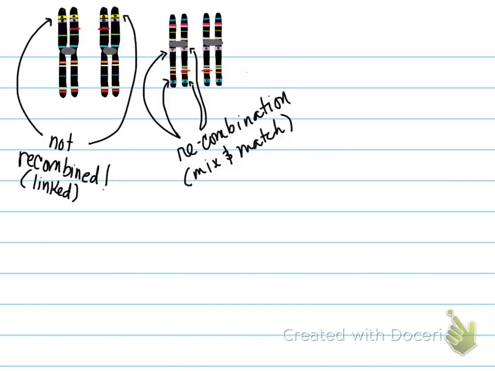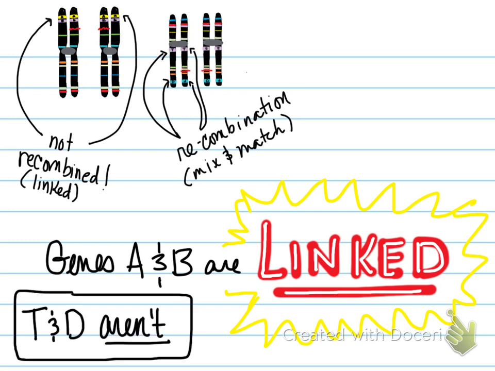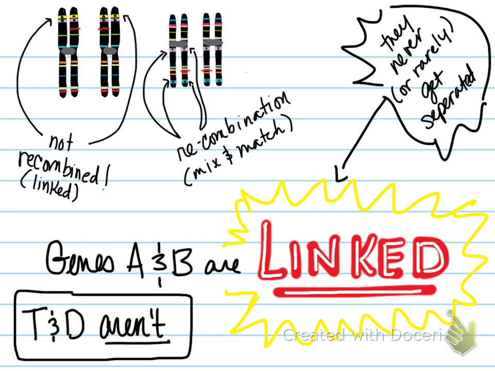Remember how during the process of meiosis, the alleles for T and D got recombined? They underwent recombination because they were being sorted out to the gametes independently. We call this independent assortment. Genes A and B weren't recombined because they're linked. T and D aren't linked. T and D are far apart on the same chromosome. When genes are linked, they never, or very rarely, get separated during the process of meiosis.